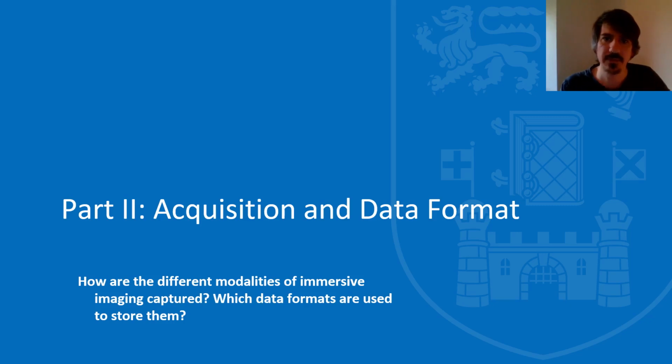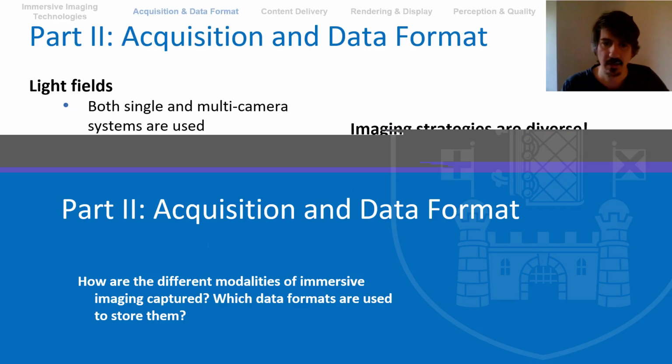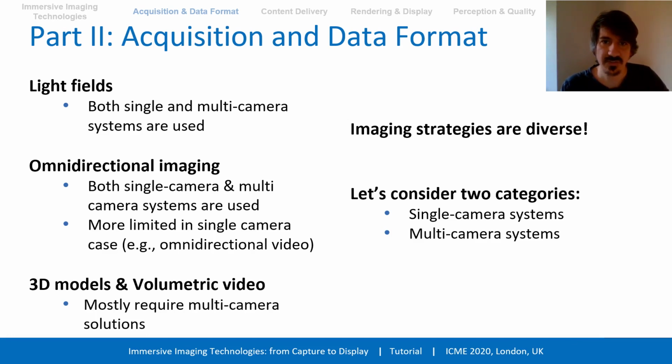In this part, we're going to see how to actually capture visual data for immersive imaging in practice and the main associated data formats. There is a wide range of systems and devices for capturing immersive imaging data, and we're going to focus on the imaging modalities introduced in part 1, that is light fields, omnidirectional imaging, and 3D models and volumetric videos. They all have in common that they aim at sampling or subsampling the plenoptic function.